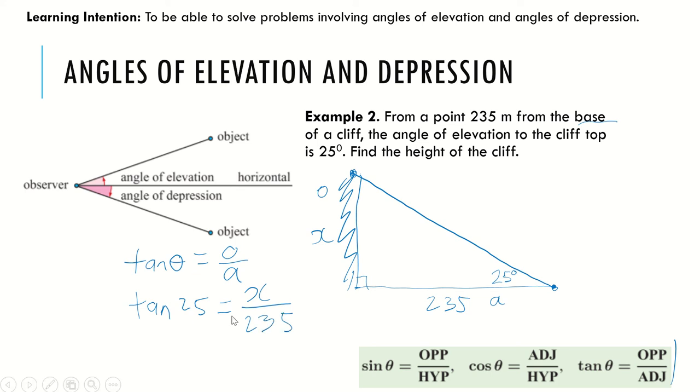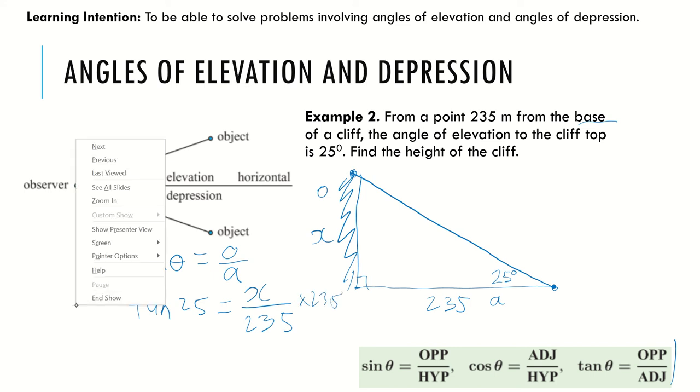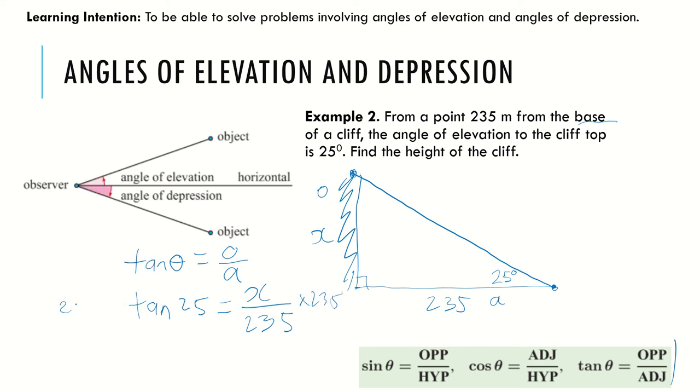And then to rearrange this one, we need to times both sides by 235. And we'll be left with x is equal to 235 times by tan 25. And if we type that into our calculator, 235 multiplied by tan 25, we get 109.58.